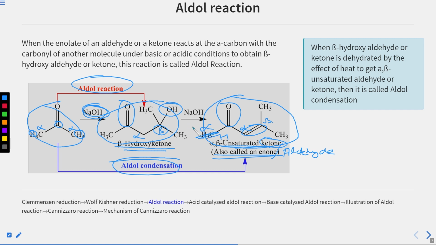Now how is this reaction going, what is the mechanism of this aldol condensation, how is this water removed, we'll see it in the next slide. And we will consider both aspects, that is your acid catalyzed reaction and your base catalyzed reaction.